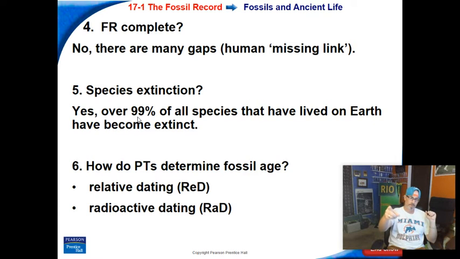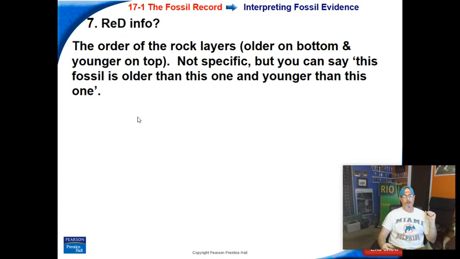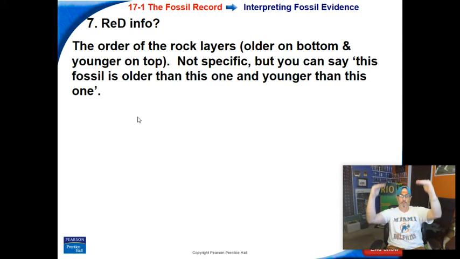All right, moving ahead. Okay, so relative dating information. It's basically the order of the rock layers. So you know that if you find a fossil in a rock layer that's further down than a fossil found in a rock layer that's closer to the surface, the one down here is older. The one up here is younger, and that's because rock layers pile on top of one another. So a lower rock layer will have an older age than a younger rock layer.